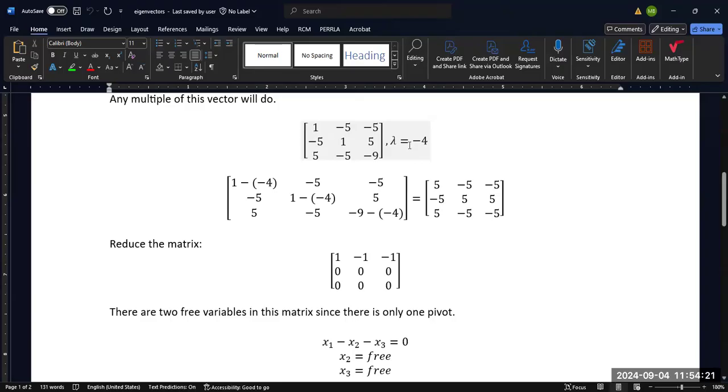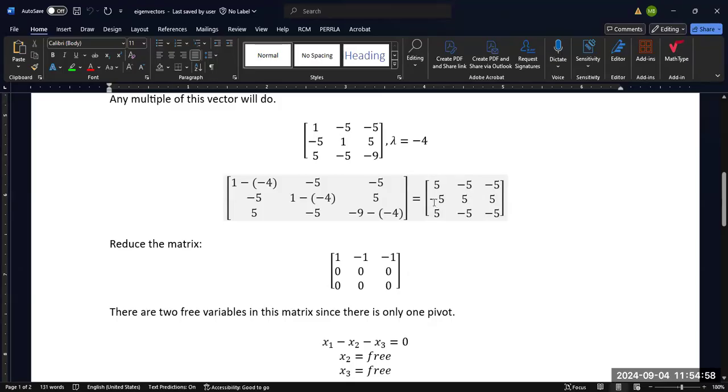So as we did with the previous problem, we're going to subtract -4 from the diagonal everywhere. So 1 minus a -4 is going to be 1 plus 4, so it's going to give us a 5. 1 minus a -4 is also going to give us a 5. And then -9 minus a -4, -9 plus 4 is -5. Now, in this particular matrix, what you end up with is the bottom row is an exact copy of the top row, and the middle row is a constant multiple of the top row.